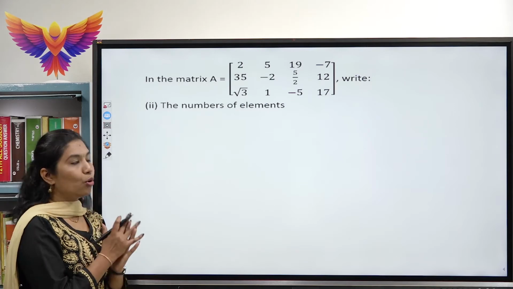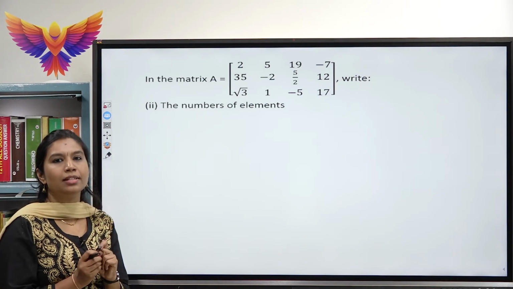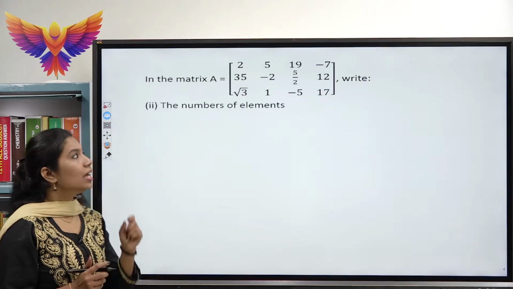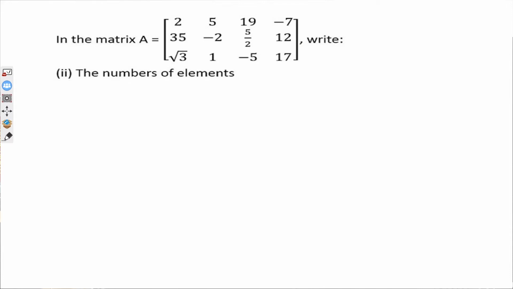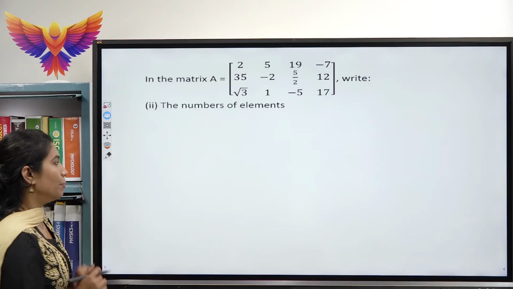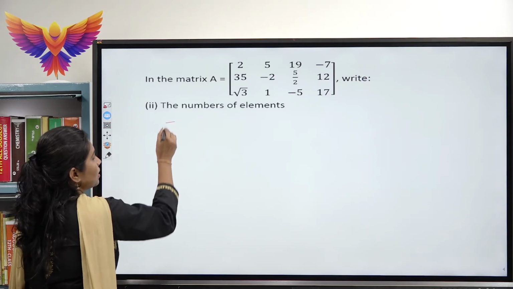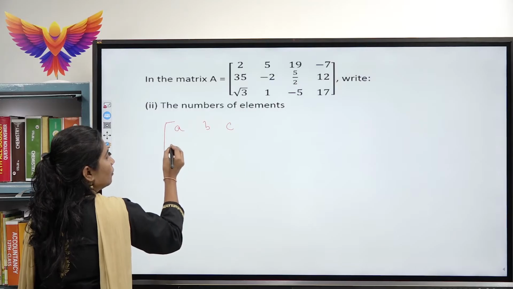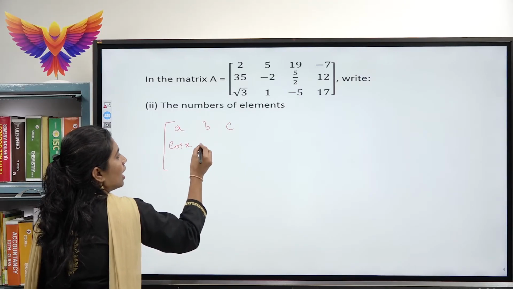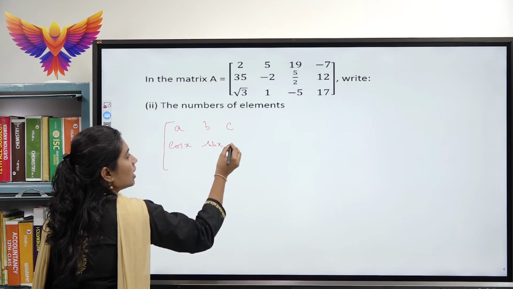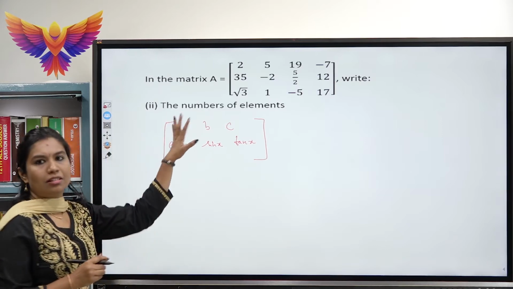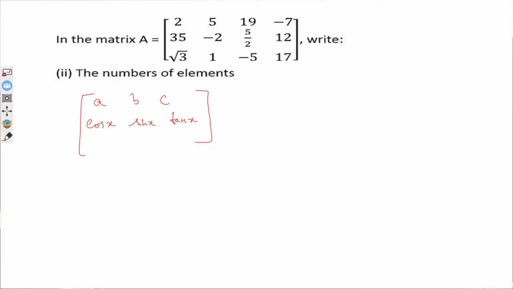Before we go with the number of elements, we have something called the address of a matrix. So what is this address of a matrix? We have to find out which element belongs where. To find that out, a general way of representing will be given. For example, if I consider a matrix, say I have A, B and C here, and I have an element cos x, and an element sin x and tan x here. So clearly we can see it is a matrix of order 2 cross 3.